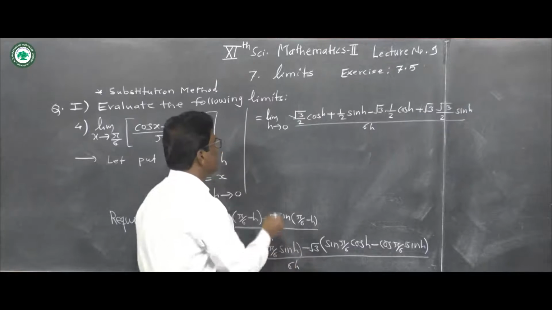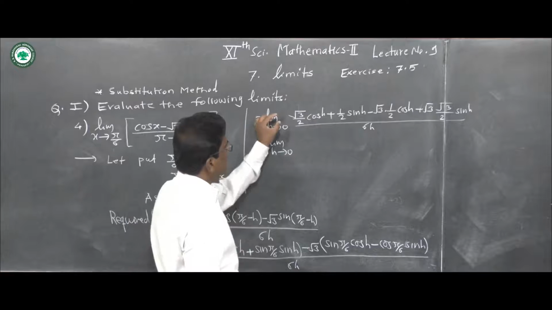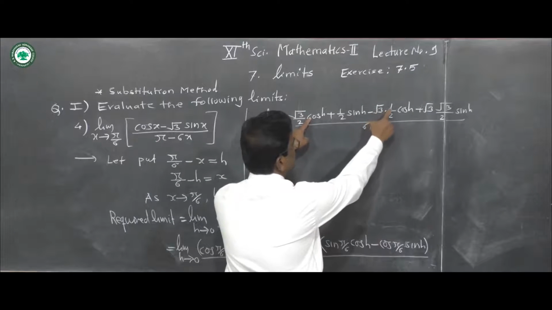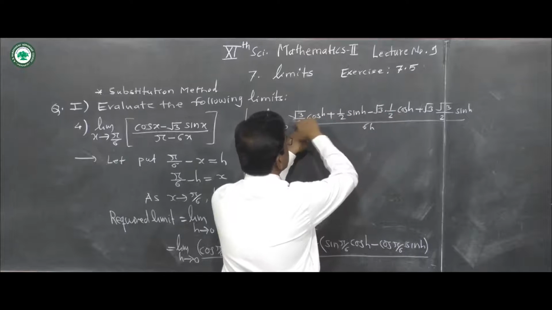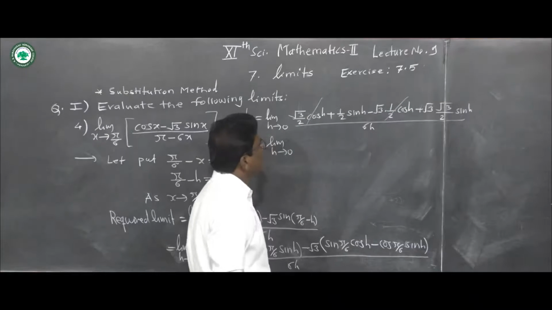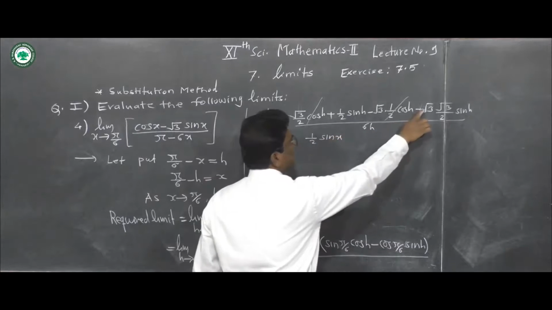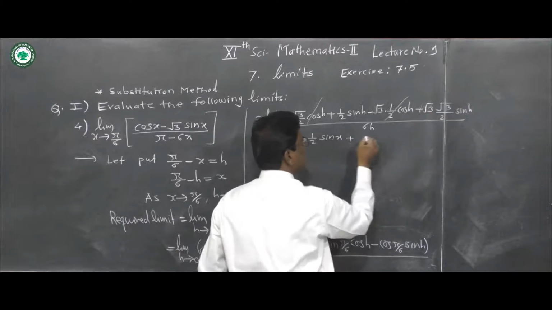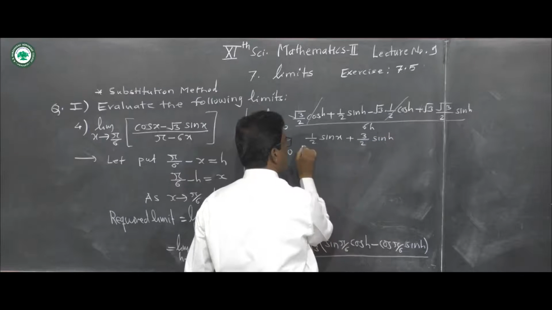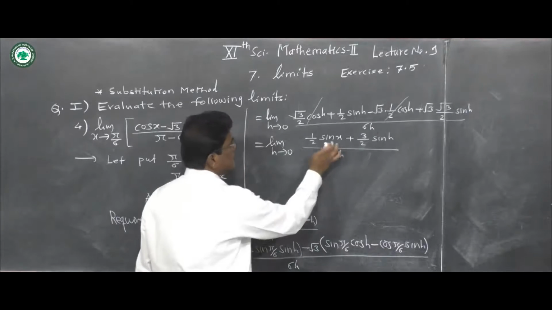Okay, so this is equal to limit as H tends to 0. Now here this root 3 by 2 cos H, and here also root 3 into 1, that is root 3 divided by 2 cos H. This one is plus, this one is minus, so they get cancelled to each other. Now here remains 1/2 sin H, plus root 3 into root 3 divided by 2 into sin H, and divided by 6H. So here sin H.